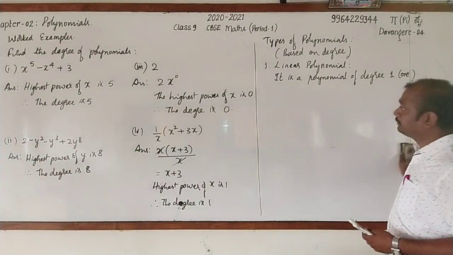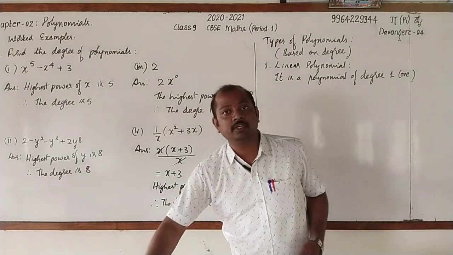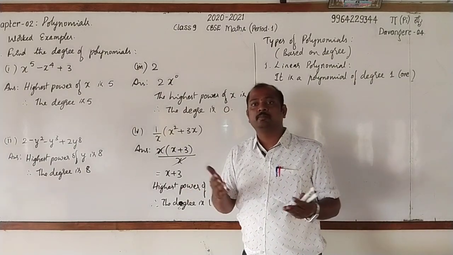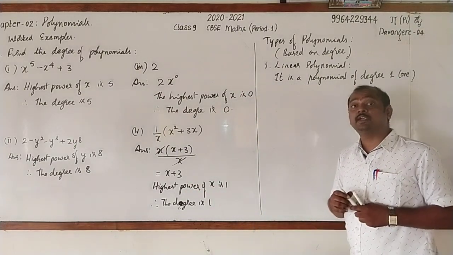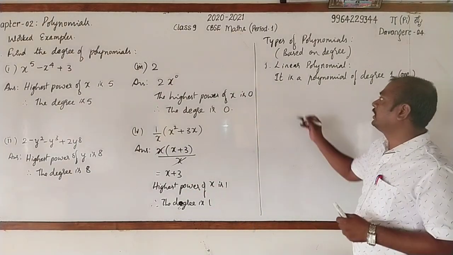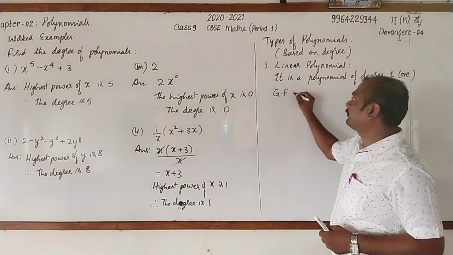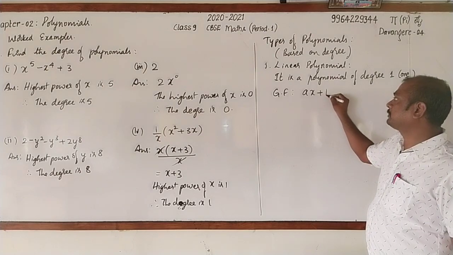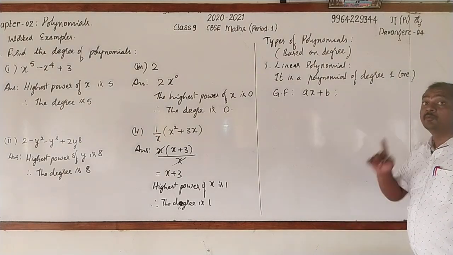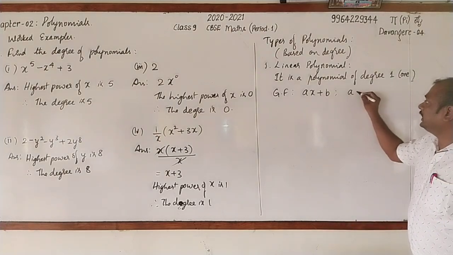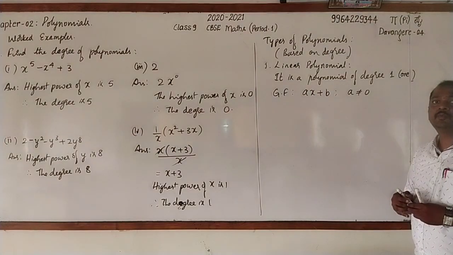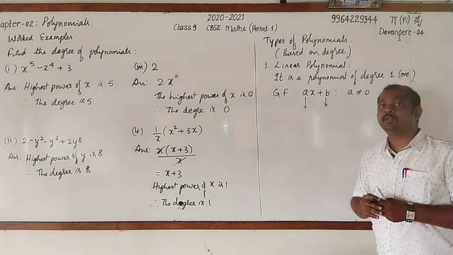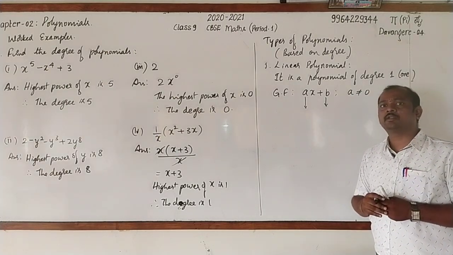Dear students, please do remember, for these polynomials, linear, quadratic, cubic, biquadratic, we have the standard form or the general form. I am going to write that. General form of linear polynomial will be ax plus b, where a is not equal to 0. Why? See that. a and b are the coefficients, which are real numbers.